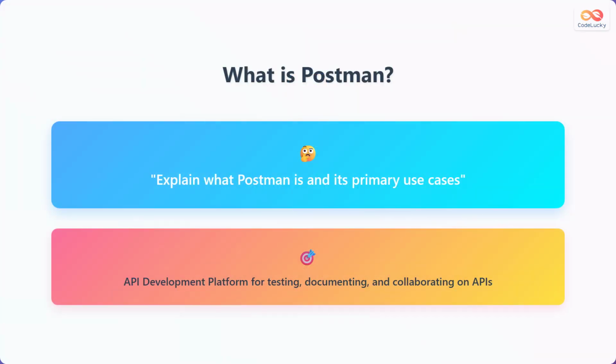One of the most fundamental questions you'll encounter is explaining what Postman is and its primary use cases. Postman is a comprehensive API development platform that simplifies the process of testing, documenting, and collaborating on APIs. It provides a user-friendly interface for sending HTTP requests, organizing them into collections, and automating testing workflows. Developers use Postman to test REST APIs, debug issues, share API documentation with team members, and integrate API testing into their development pipeline. Its versatility makes it an essential tool for both individual developers and large development teams.